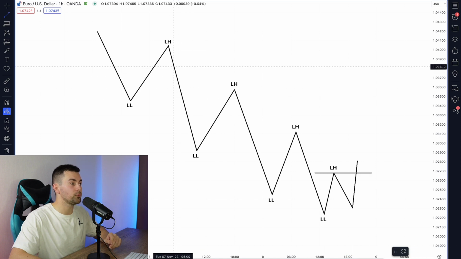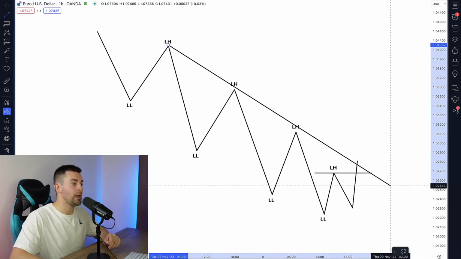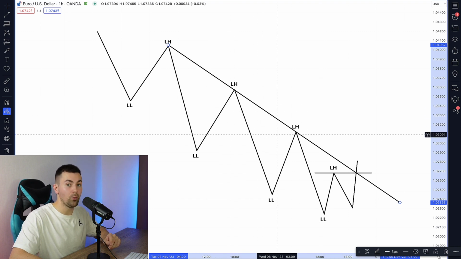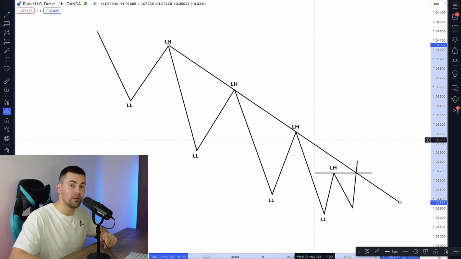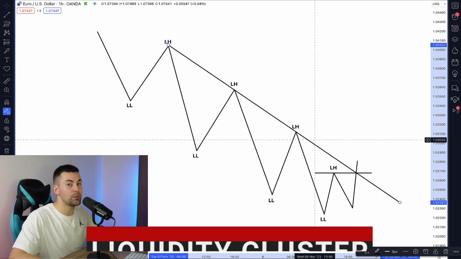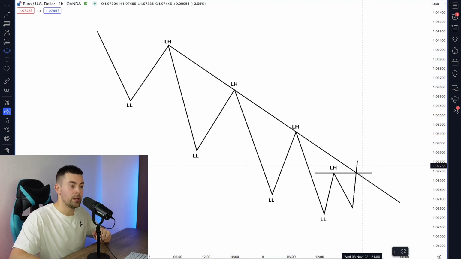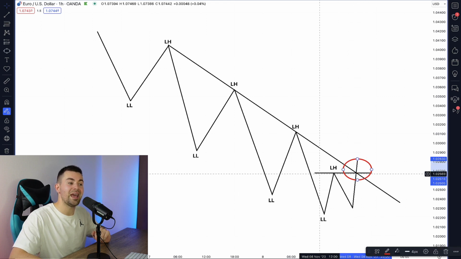If we analyze the price action, we can also spot a very important trend line based on the lower highs. And that trend line is a very important liquidity cluster. And in order to confirm the change of character, we would need the violation of the trend line and of the level of the last lower high.